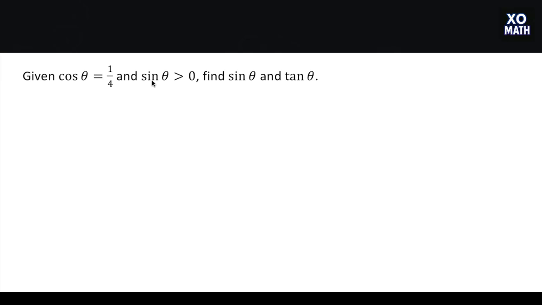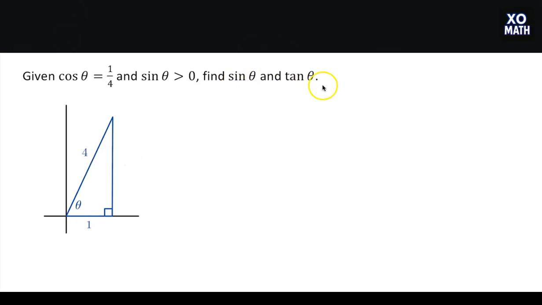So we're going to construct a triangle in quadrant 1. And we know that the adjacent side is 1 and the hypotenuse is 4, giving us the following triangle. So here we have our triangle in quadrant 1. Here's our angle theta. Our adjacent side is 1. Our hypotenuse is 4. To find sine and tangent, we're going to need the opposite side. Let's call that b. So now we're going to solve for b using, again, the Pythagorean Theorem.